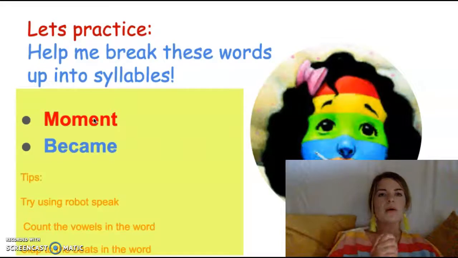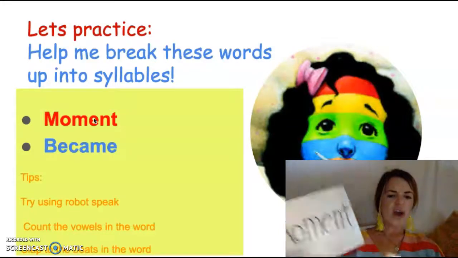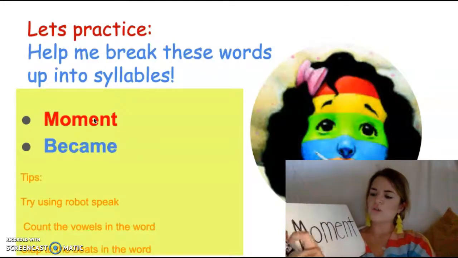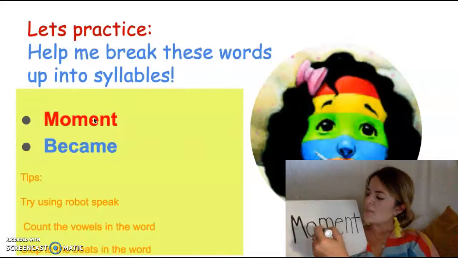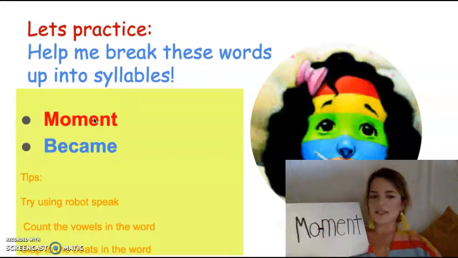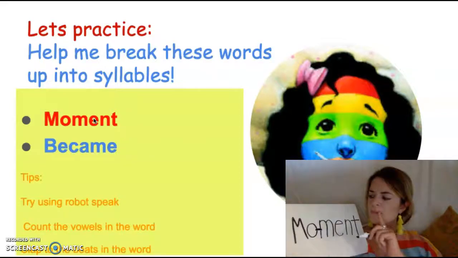But to make extra sure, I want to go ahead and clap it out as well. So now I'm going to clap it out. Moment. Sounds right. It seems to confirm my previous idea that it does have two syllables and it breaks up right after mo. Moment. Okay, so now I'm going to go ahead and put that break in between the word because I'm pretty confident that that's where the break is, between mo and ment.